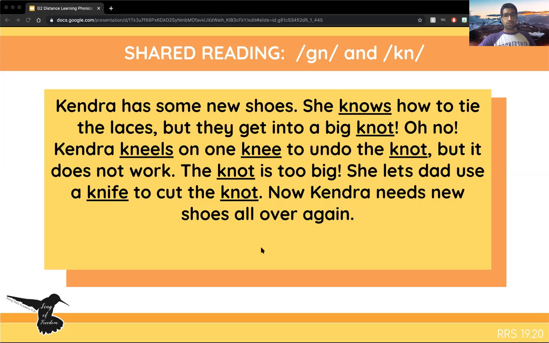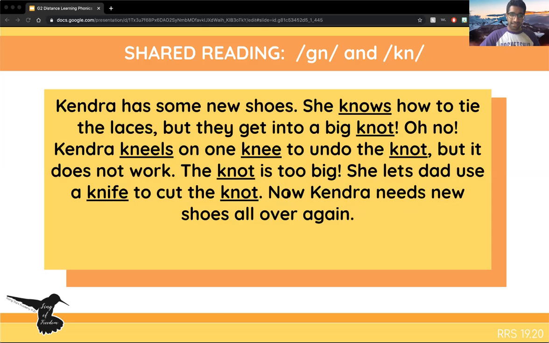Kendra has some new shoes. She knows how to tie the laces, but they get into a big knot. Oh no! Kendra kneels on one knee to undo the knot, but it does not work. The knot is too big. She lets Dad use a knife to cut the knot. Now Kendra needs new shoes all over again.